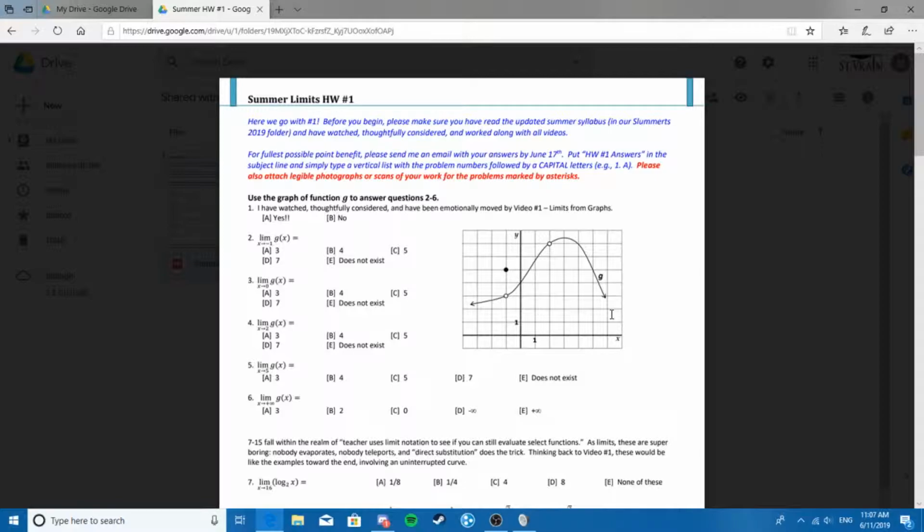So just second guessing myself, but we're clarifying. So as x approaches 2, the function of x approaches, gosh, I have to count. Why am I counting? 7. That's a 7. 7 spaces. Same rule. That'll be D for 7.